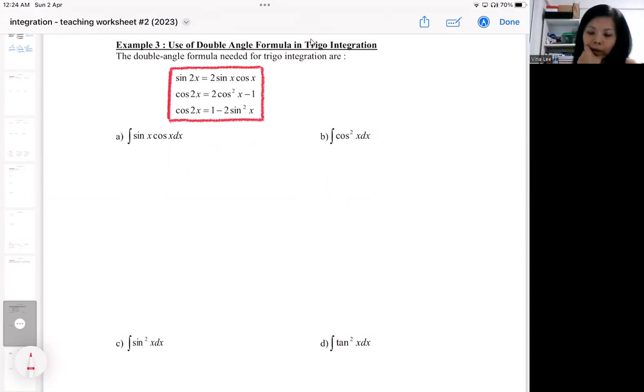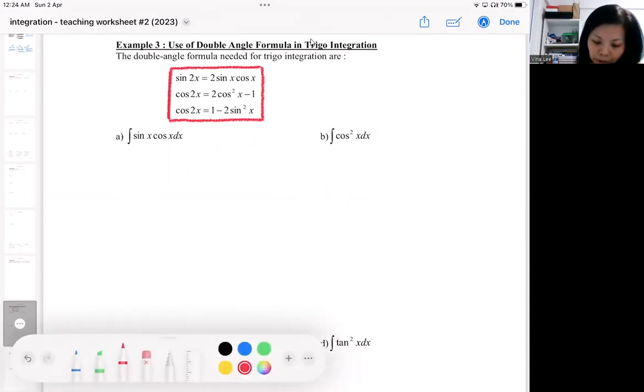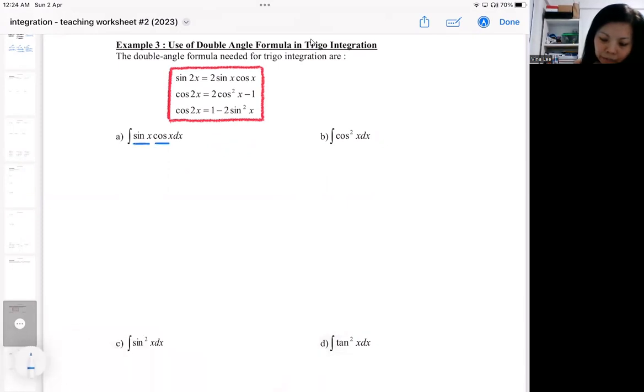Okay, so I need to show you how we are going to twist the double angle and eventually get to the basic block of formula. So if you look at example 3a, this is a product. So if this is a product, I don't have a product rule for integration. So in that case, I got to twist from this double angle.